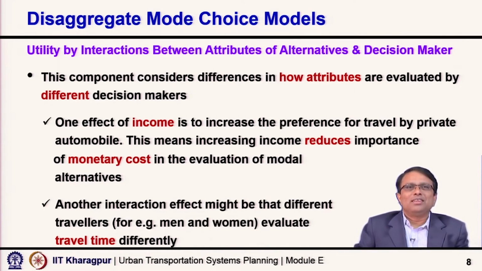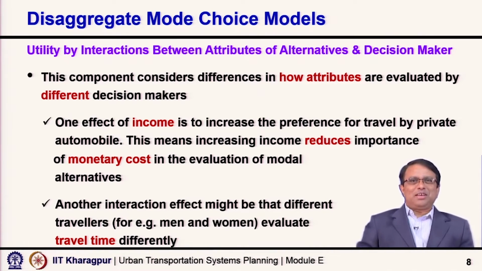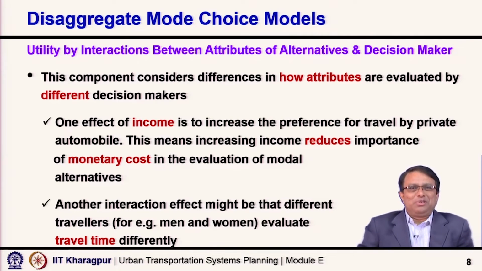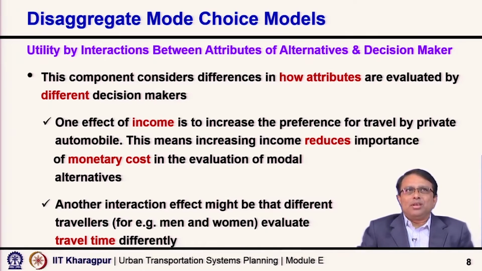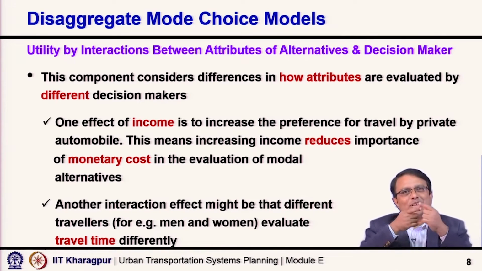Now, the other part, what is apparently not very clear, is this component: utility by interactions between attributes of alternatives and the decision maker. This is an interesting component. This component considers differences in how attributes are evaluated by different decision makers. So, attributes and characteristics of decision makers are interacting with each other.